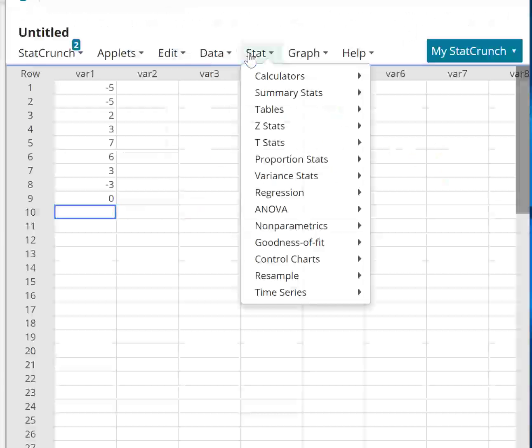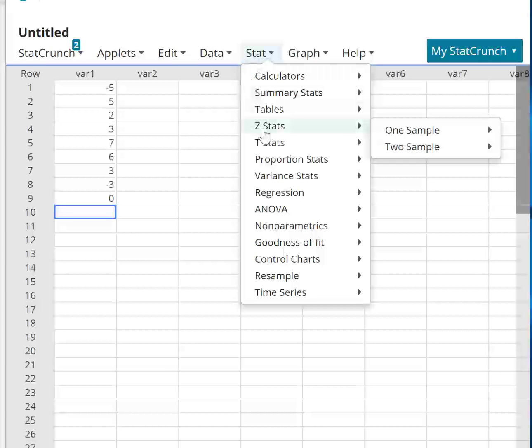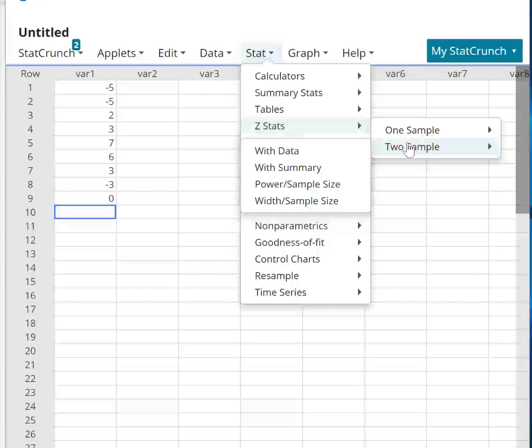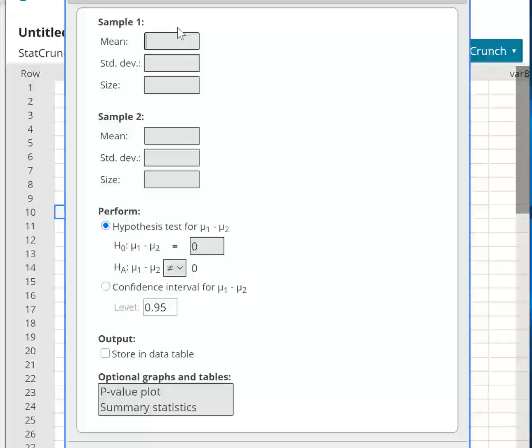So you go to Stat, you see Z Stats, not T Stats, Z Stats. How many samples? 2 samples. I have a summary, so with summary. And watch. He wants the mean, which is x1 bar. He gave it to us, it's 3.51.